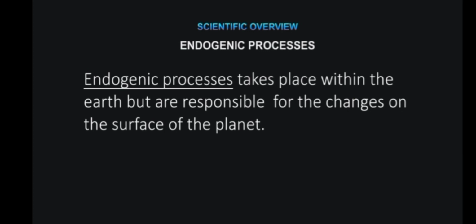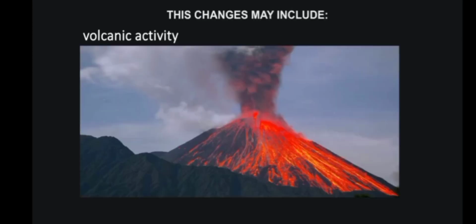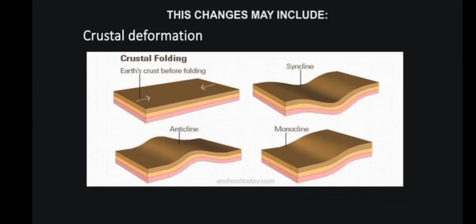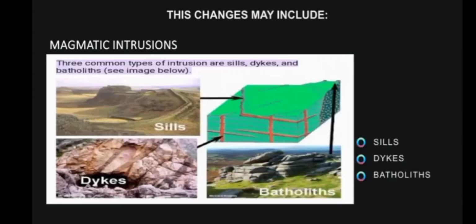Endogenic processes take place within the Earth but are responsible for the changes on the surface of the planet. These changes may include volcanic activity, tectonic plate movements, crustal deformation, isostatic adjustments, and magmatic intrusions.